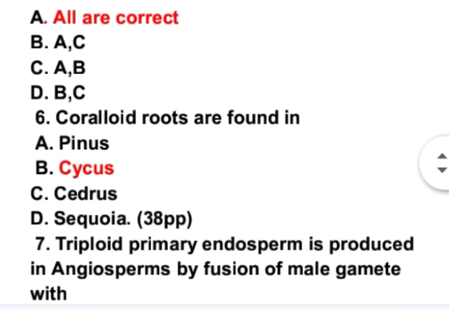Next is coralloid roots are found in. Options are Pinus, Cycas, Cedrus, and Sequoia. The coralloid roots are found in Cycas. So option B is correct.